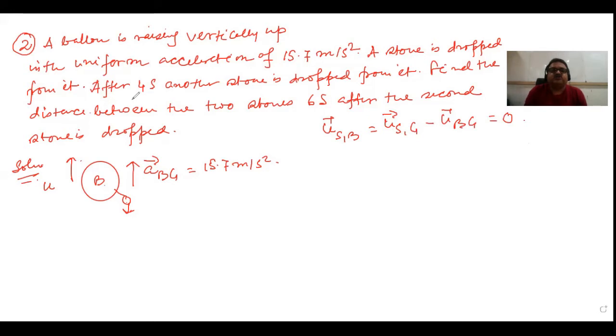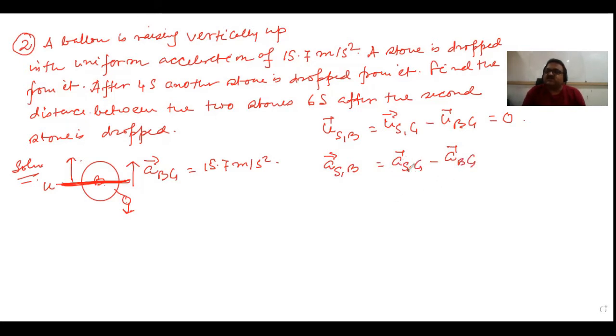Now we need to find the distance between the two stones 6 seconds after the second stone is dropped. That means we first need to find the distance traveled by the stones with respect to the balloon, because in this case we are finding everything with respect to the balloon, so keeping the balloon at rest. So what is the acceleration of the stone with respect to the balloon? That means the acceleration of the stone with respect to ground minus the acceleration of the balloon with respect to ground.